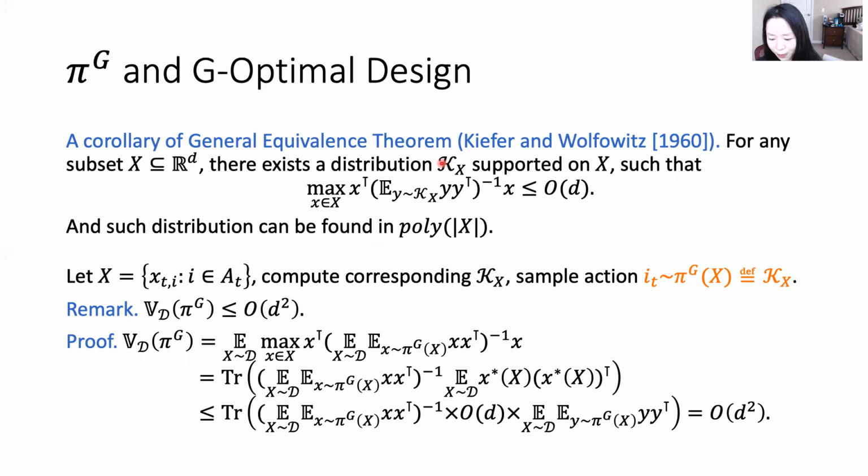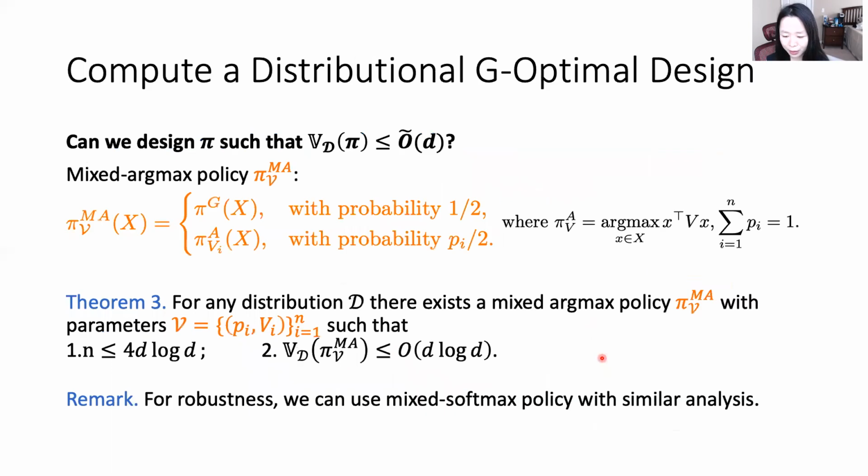Here, x corresponds to the context vectors of the survived arms. Notice that, as I mentioned before, the distribution variance is in fact bounded by d squared. The calculation is simple and presented here. Basically, this step is just simple linear algebra, and this step used the inequality of the corollary here.